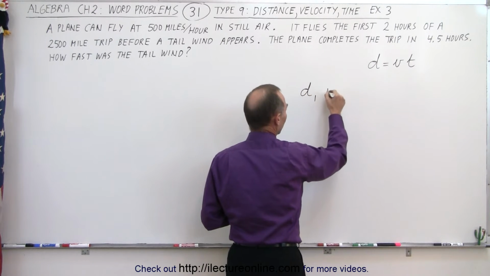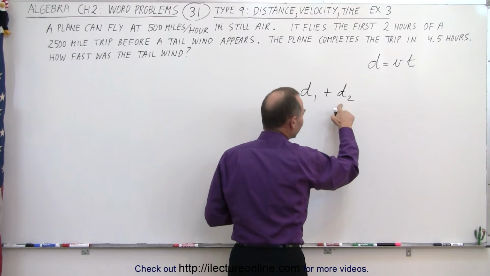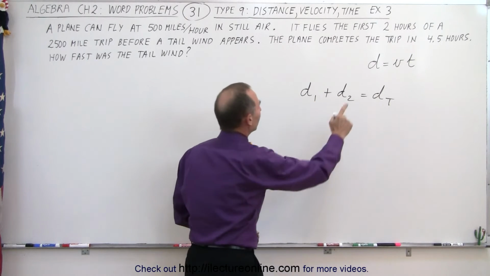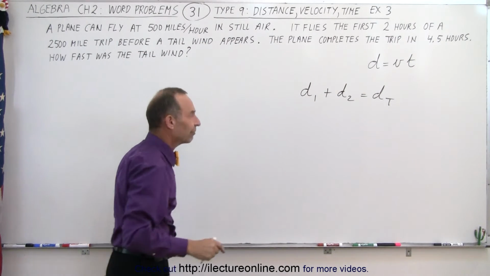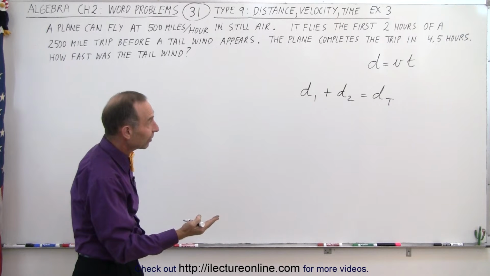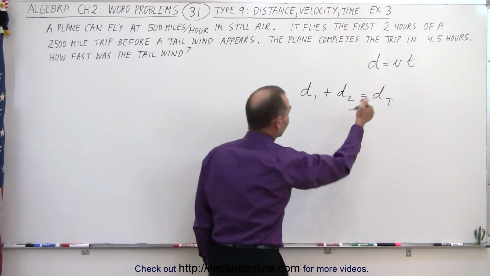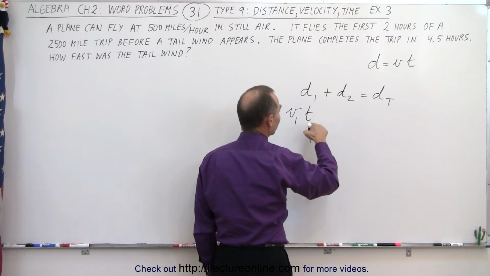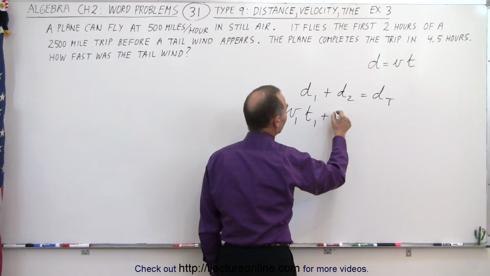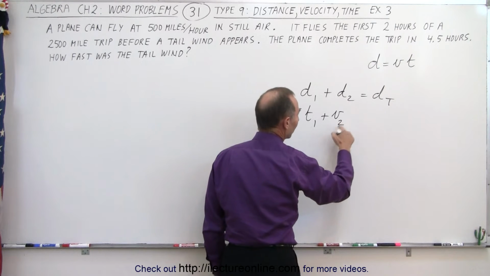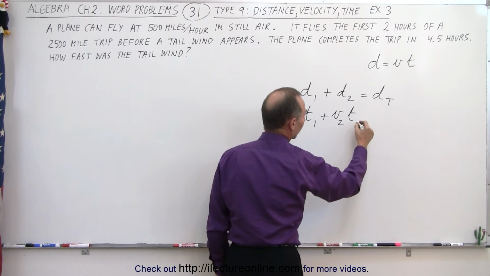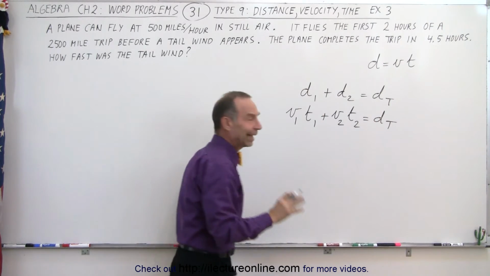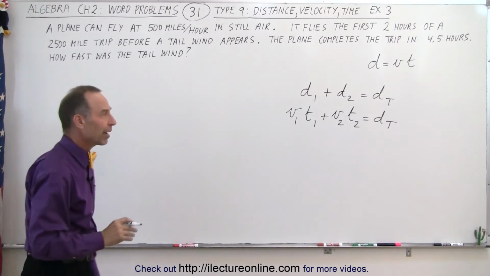So the way to solve the problem here is to say that the distance traveled without the tailwind for the first 2 hours plus the distance traveled with the tailwind must equal the total distance traveled on the trip. We know that the total distance is 2,500 miles. And we realize that distance is defined as velocity times time. So the velocity without the tailwind times the time spent without the tailwind plus the velocity with the tailwind times the time spent traveling with the tailwind must equal the total distance. And that's the technique to solve this type of problem.